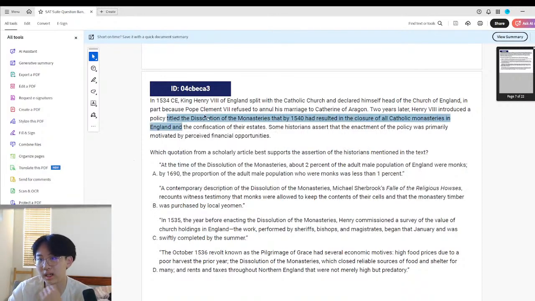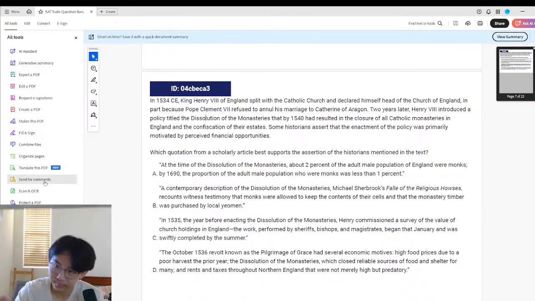So, we're looking at a quote here that technically supports what the claim is talking about. And to summarize the claim, we're talking about Pope Clement VII denying Henry VIII's annulment from his wife, and he then introduced this new policy on the monasteries that confiscated the estates, which gave him money. So let's look at the options here, right? Which option here looks like the correct answer?